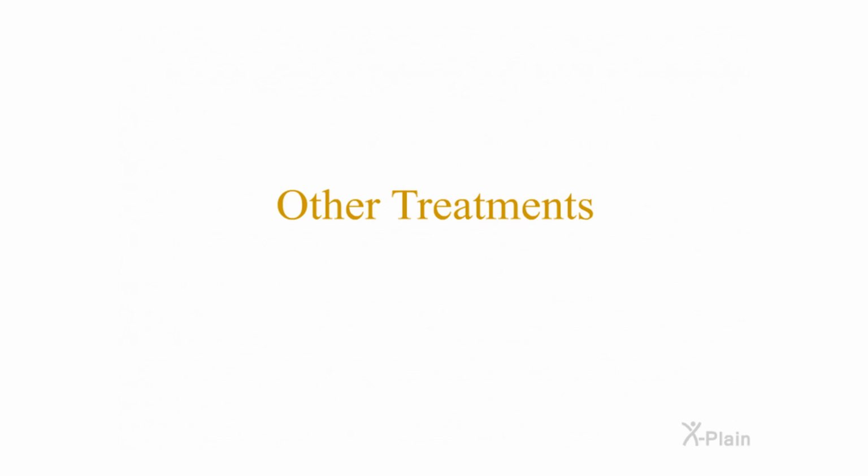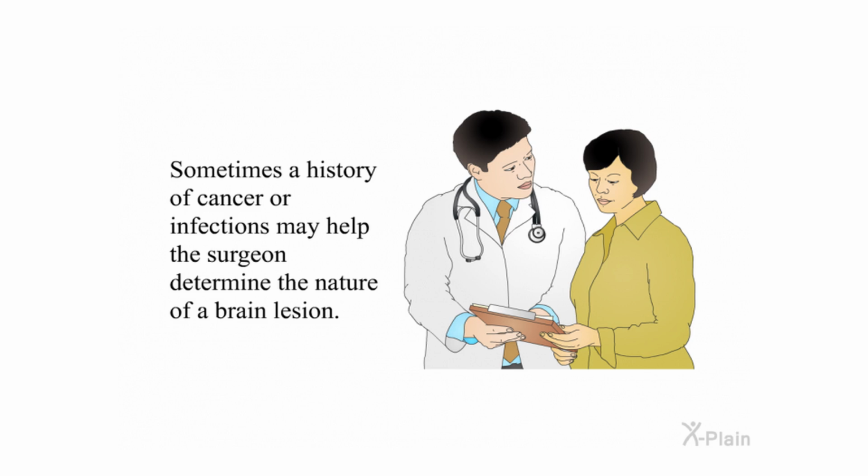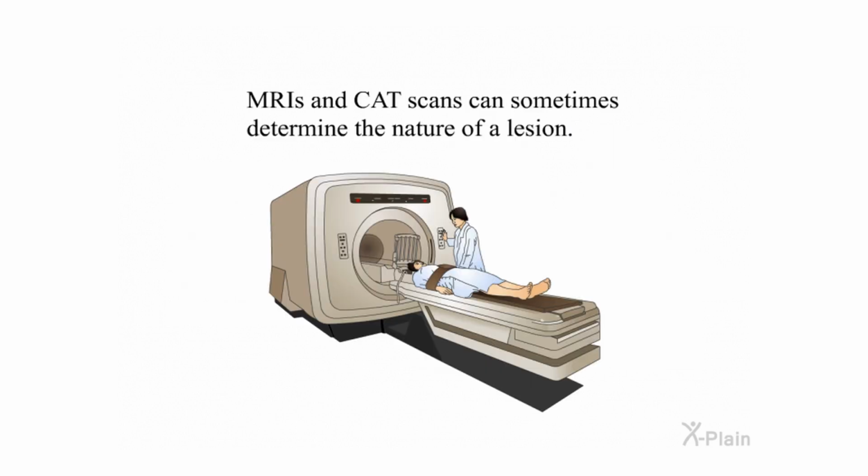Other treatments. The origin of brain lesions needs to be determined prior to treatment. Sometimes, a history of cancer or infections may help the surgeon determine the nature of a brain lesion. MRIs and CAT scans can sometimes determine the nature of a lesion.